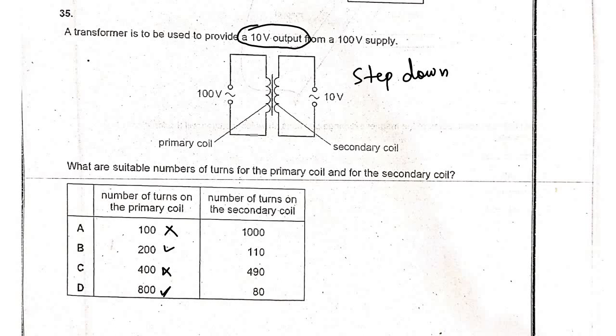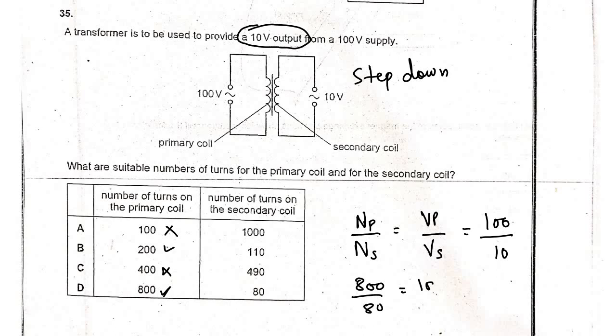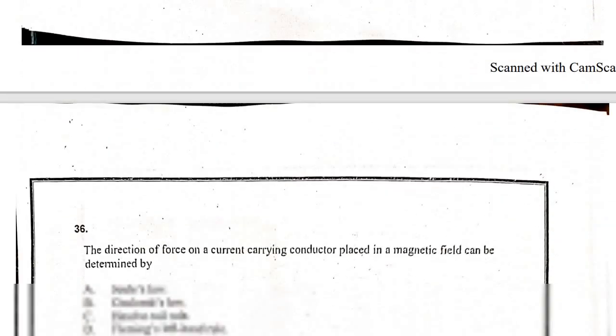Primary coil. So let's see the transformer equation: number of turns in primary coil divided by number of turns in secondary is equal to voltage of primary divided by voltage in secondary. So voltage in primary over secondary will be 100 over 10. And number of turns in primary is 800 divided by 80, that is in option D. So we will get the same ratio, 100 over 10 and 800 over 80. So the ratios that we get from here will be the same. It means option D is the step down transformer shown in the question diagram.